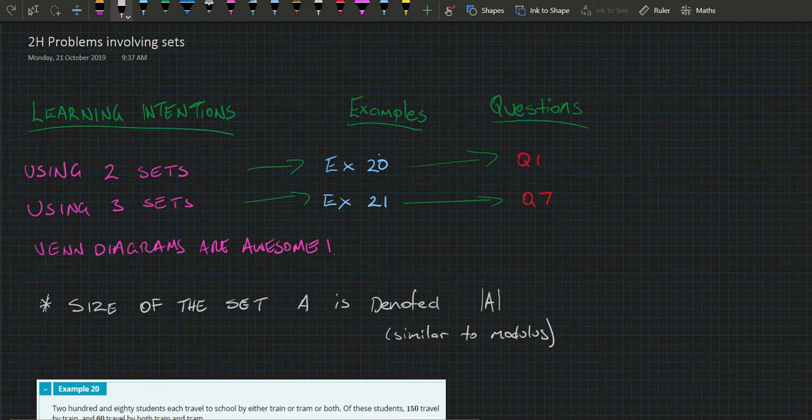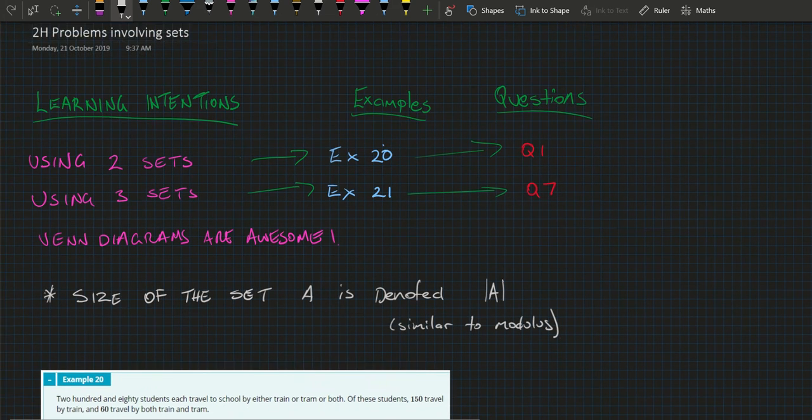Today we're just going to work through problems using 2 sets. There's one with 3 sets, and you need to do questions 1 and question 7. Also, you remember that Venn diagrams are awesome. The other thing I will say is that there is one video for this whole exercise, and that's this one.